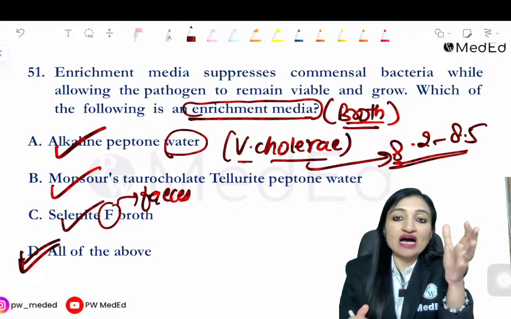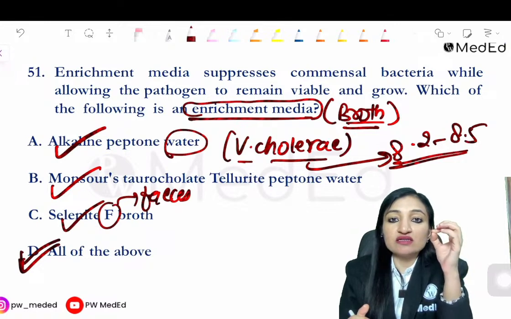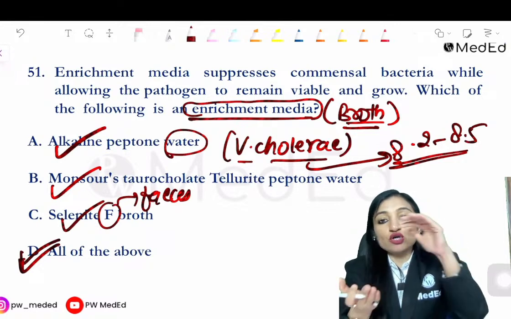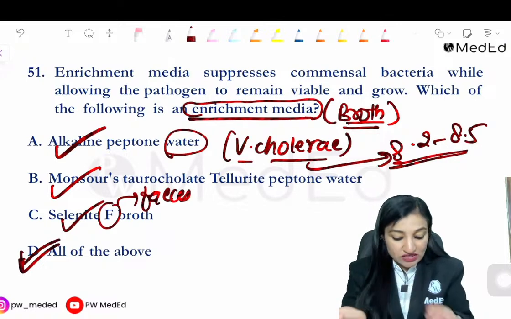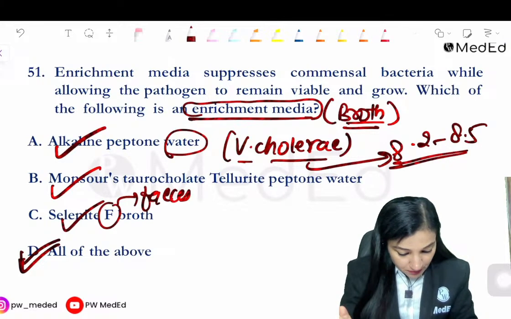Then after 6 to 8 hours, you inoculate the sample from this enrichment medium onto a solid selective medium. S for selective, S for solid. All selective media are solid. Okay.